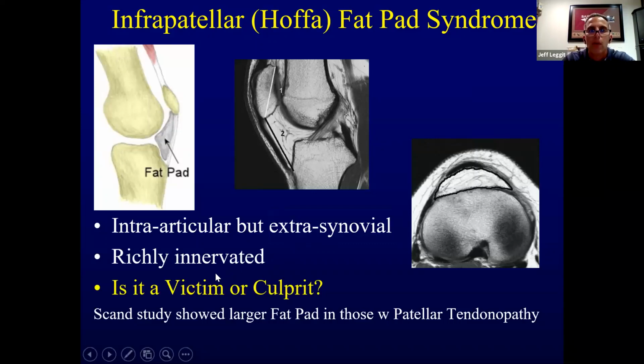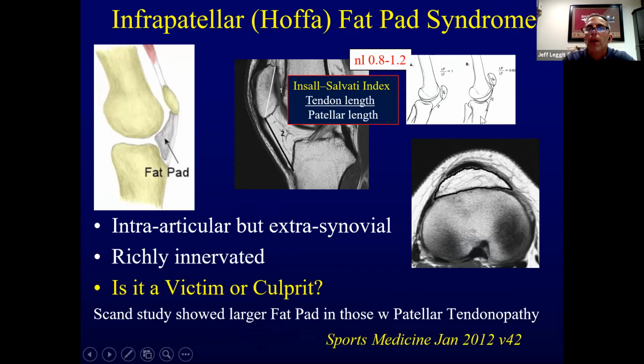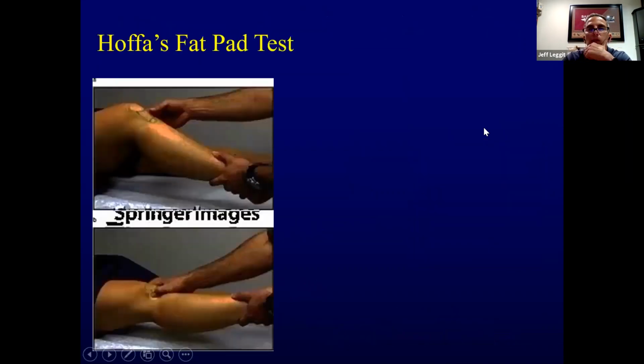One of the questions that we always talk about is the victim or culprit: is it patellofemoral pain, a patellar tendinopathy causing symptoms, or did the fat pad start everything? There was an interesting study that showed that patients who had a larger fat pad at the beginning of, I believe it was a soccer season, went on to develop patellar tendinopathy. So the question is, is it a victim or culprit? And this is the reference for that study. Patients who have a patella alta are more predisposed to this fat pad syndrome. If this is recurrent or they're unable to do their sport activity, we may be talking to the surgeons.